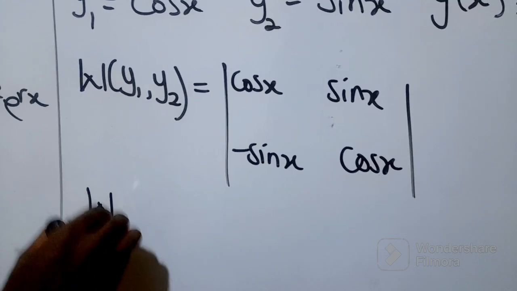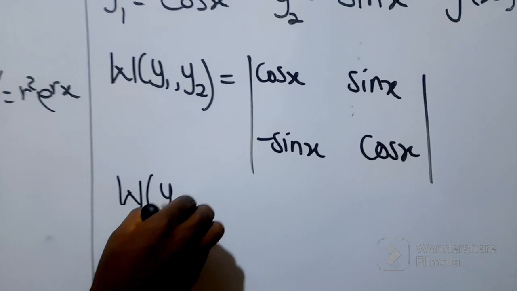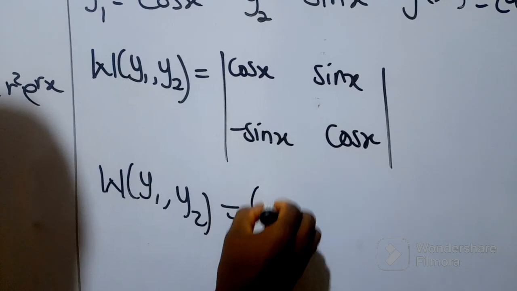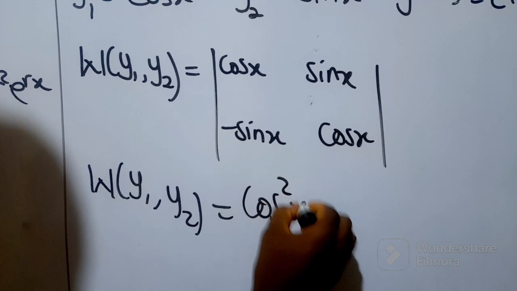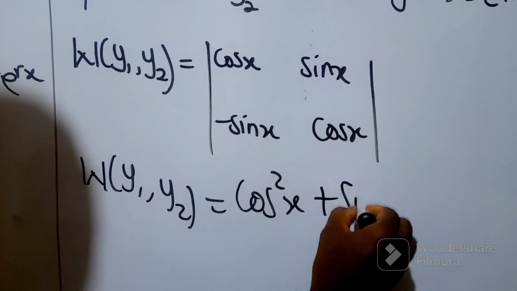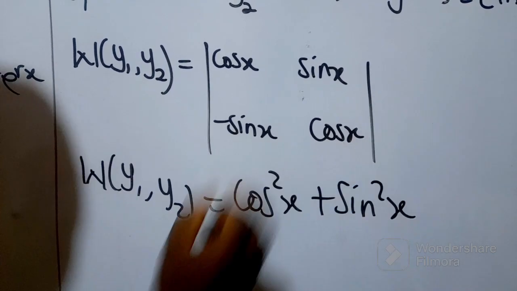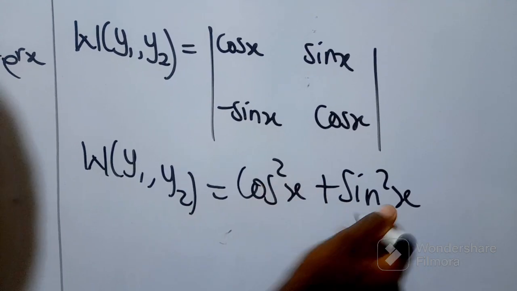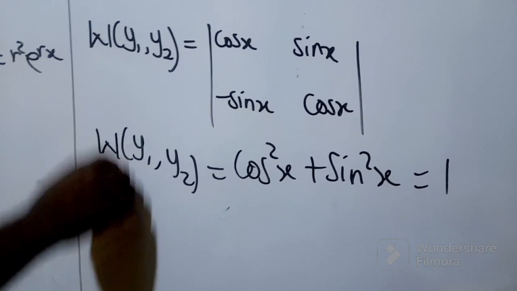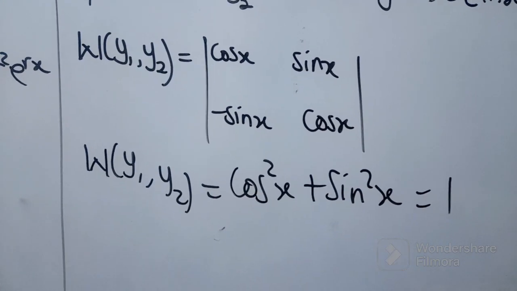So we can say the Wronskian of y1 comma y2 will be equal to this times this, which is cos square x, then minus this times this, which will be plus sine square x. And remember, cos square x plus sine square x is nothing but 1. So we say the Wronskian of y1 and y2 is 1.